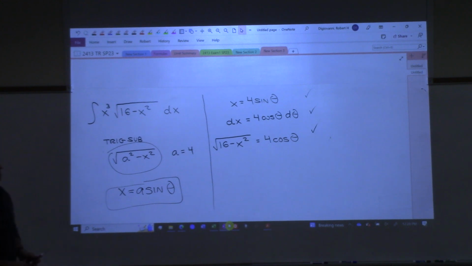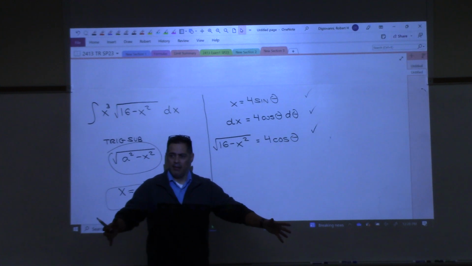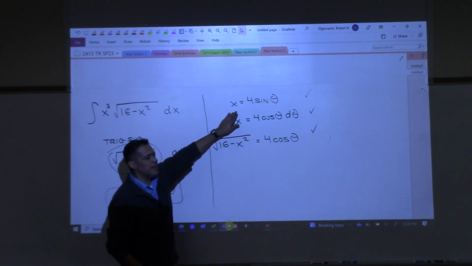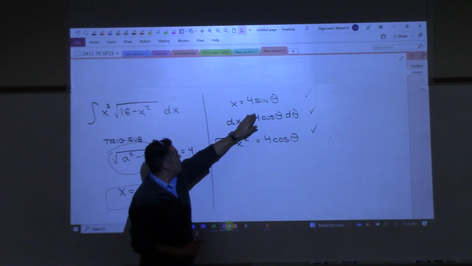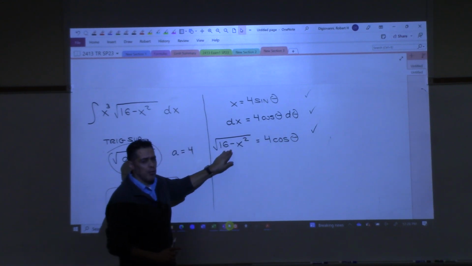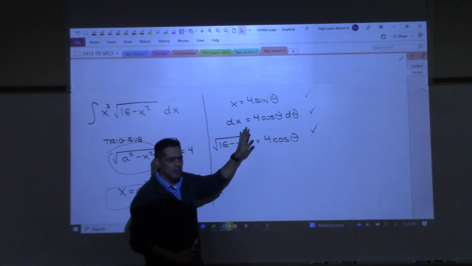All I'm doing is setting up all the pieces I need to be able to attack the integral now. I know that everywhere I see an x, I'm going to replace it with this. Wherever I see dx, I'm going to replace it with this. And anywhere I see this square root, it's going to turn into this. That's what I'm going to do.